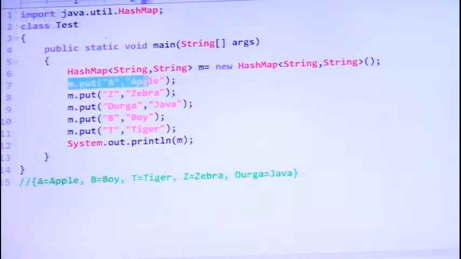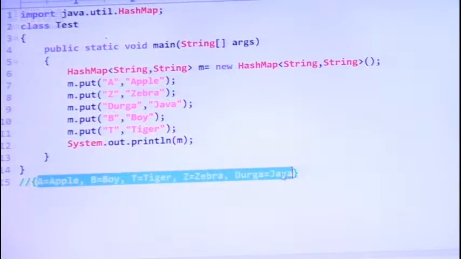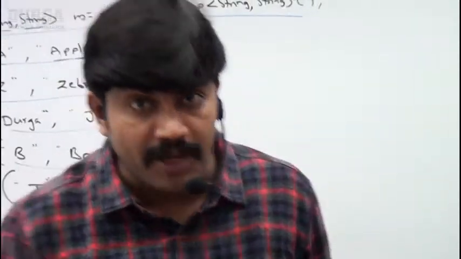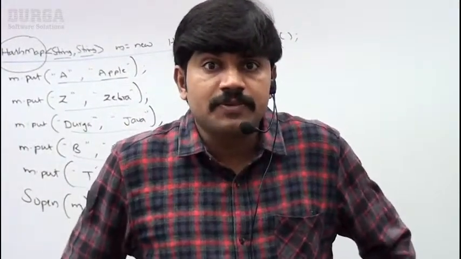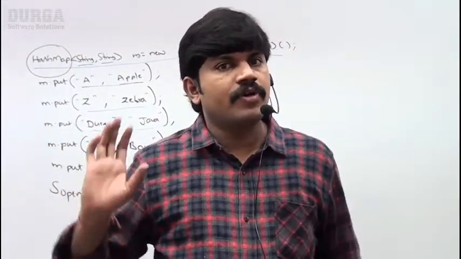A for apple, okay. Second, B for boy is coming. But actually here, second I added Z for zebra. But anyway, we are not going to worry about order. If you want to represent a group of objects as key-value pairs, then we should go for which concept? Map concept. Clear? Everyone got the basic idea.